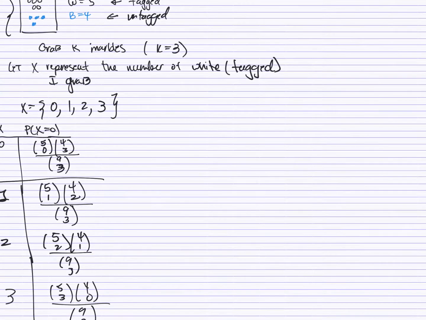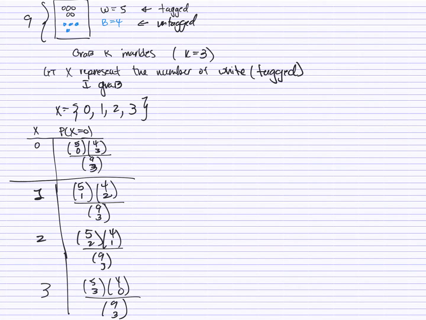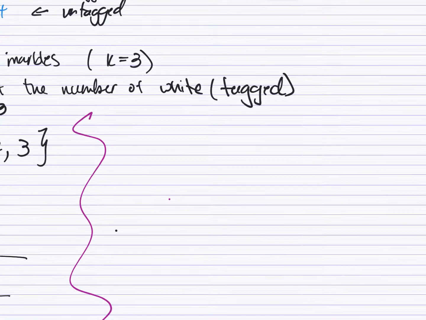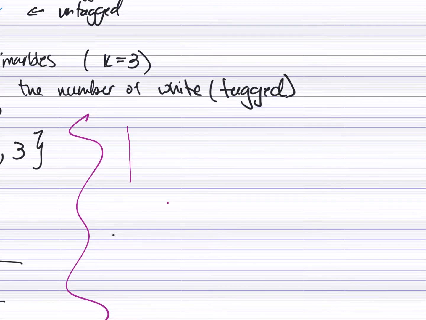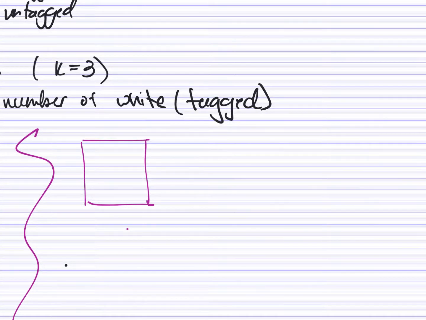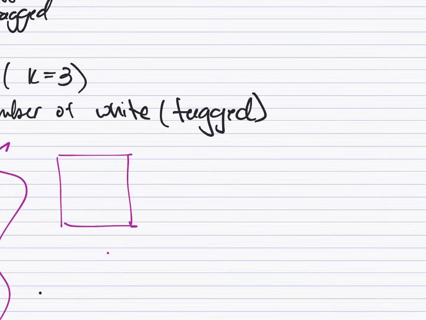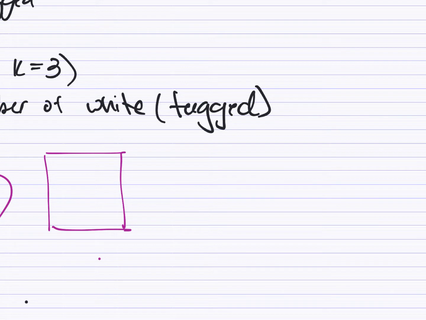So let's move over here and generalize. Switching to my fun purple color. I'm going to make another arbitrary urn, and we're going to have some number of tagged. First of all, let's use this notation. Different books use different notation, but it's the same idea.